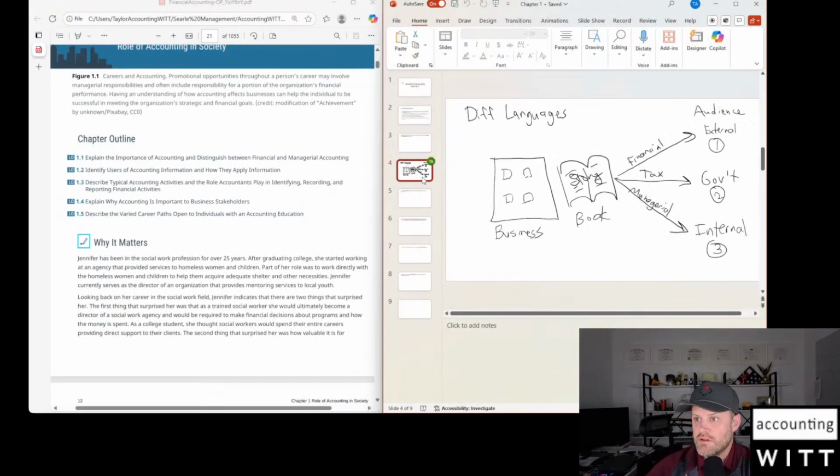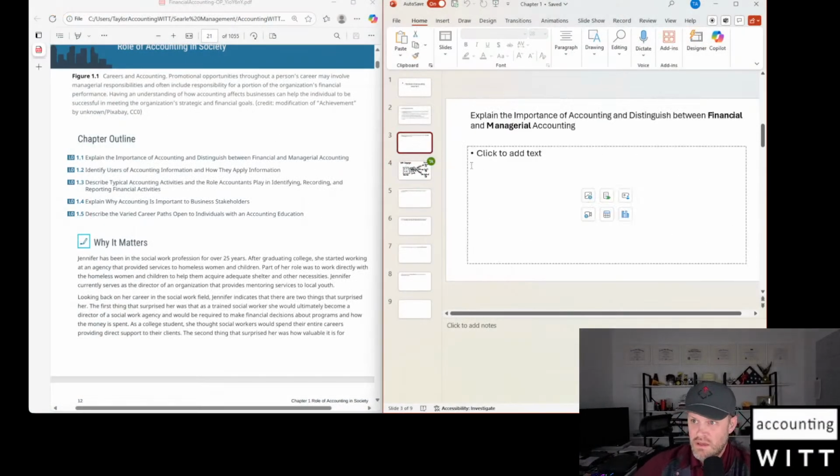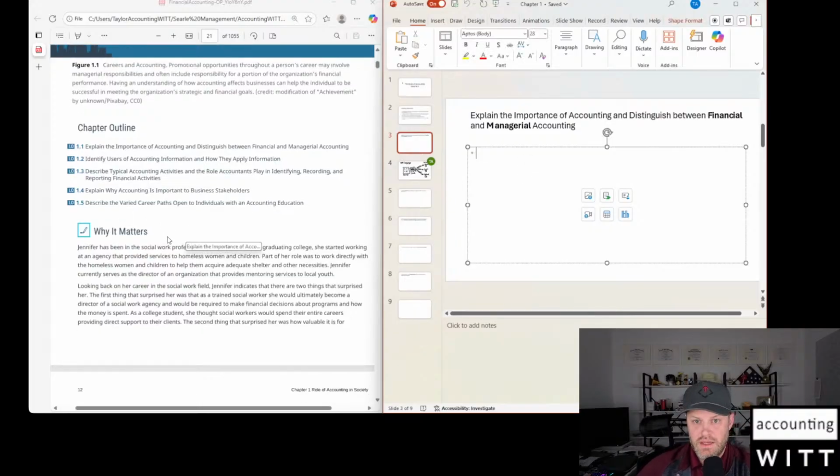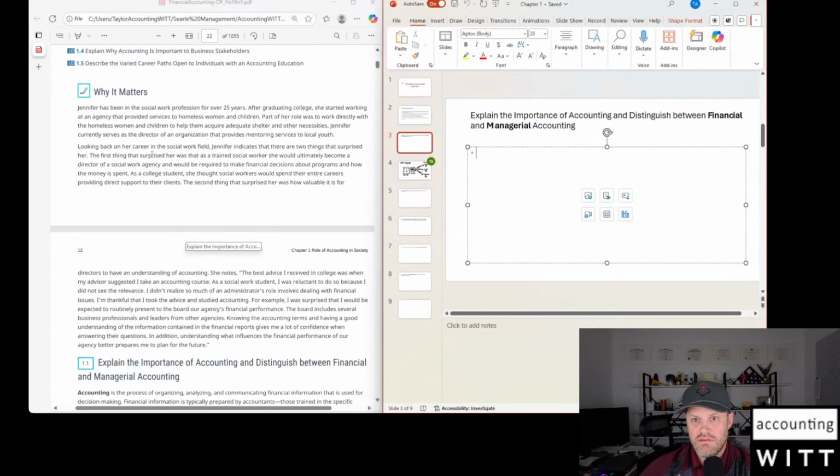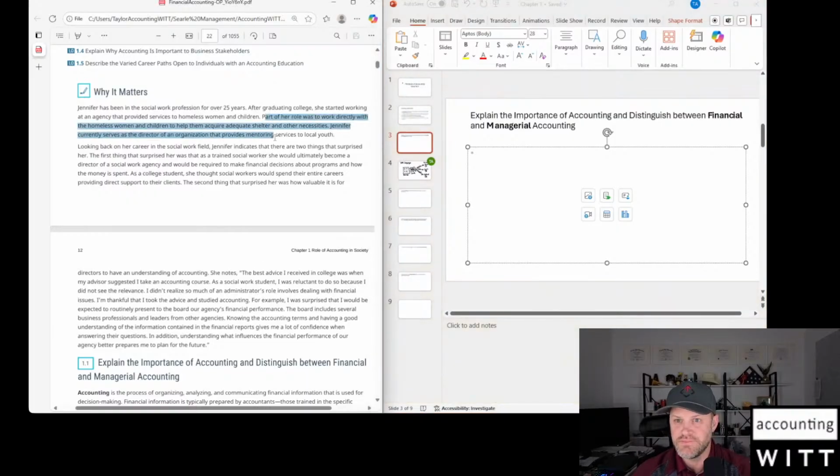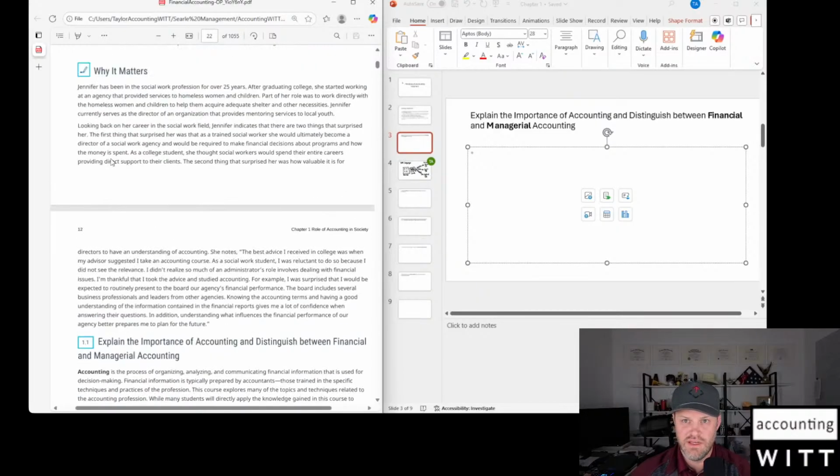So back over to the screen. All right. It looks like this is still introductory, why it matters. Jennifer's been in the social work profession for over 25 years. After graduating college, she started working at an agency that provided services to homeless women and children. So it looks like this is giving an example.